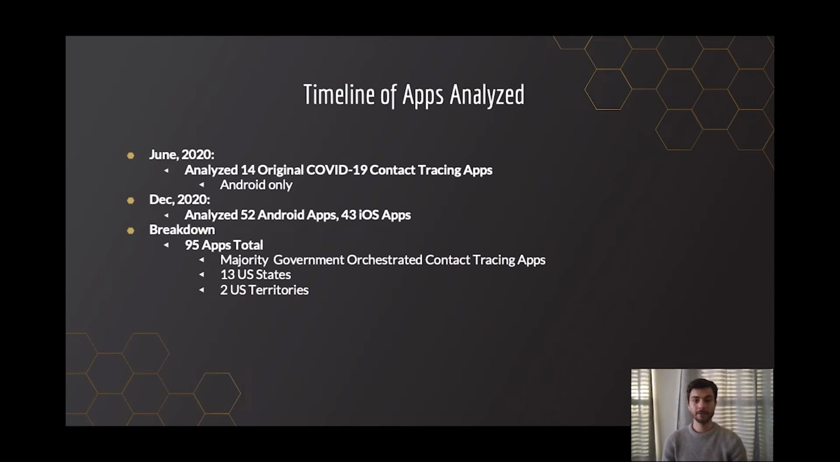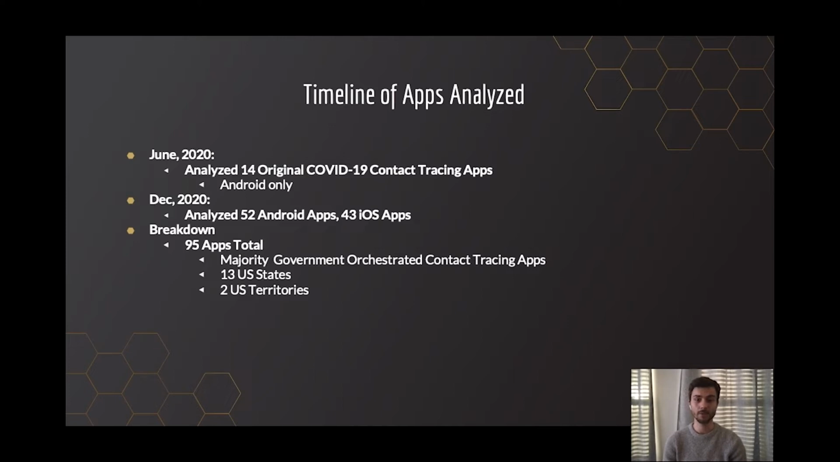The first thing I would like to do is provide you with a timeline of the applications that we analyzed so that you can better understand the entire backdrop of the research and the story that goes behind it. Back in June of 2020, I had the opportunity to analyze 14 of the original COVID-19 applications. At the time, these were just APKs, so the data was limited to Android. This was certainly enough to pique interest in the privacy and security concerns that reside in the space, and made my colleagues and me very interested to see how this would progress into the future.